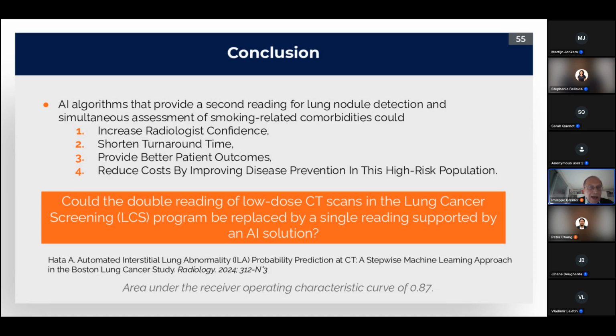And finally, an article just came out in the last issue of Radiology this month, in which the authors reported on the performance of a machine learning approach to detect interstitial lung abnormality in low-dose CT scans from the Boston lung cancer study. This is another smoking-related comorbidity, potentially predictive of lung fibrosis, that we will have in the future to take into consideration. Thank you for your attention, and I'm ready to answer your questions.